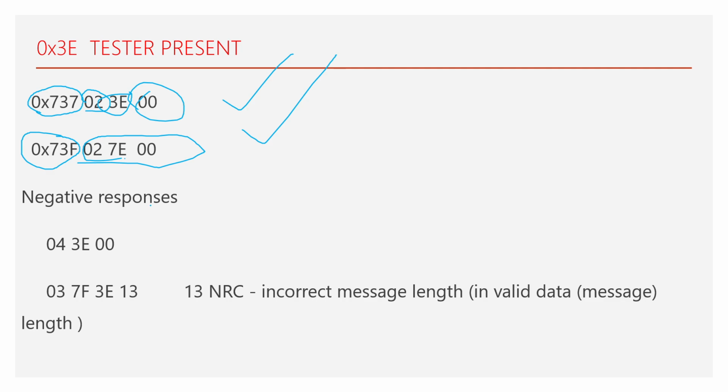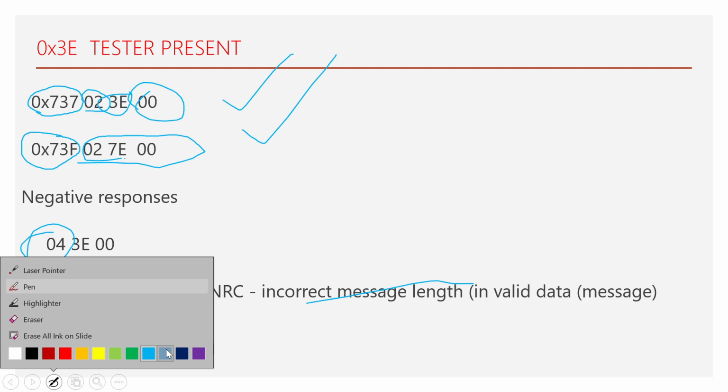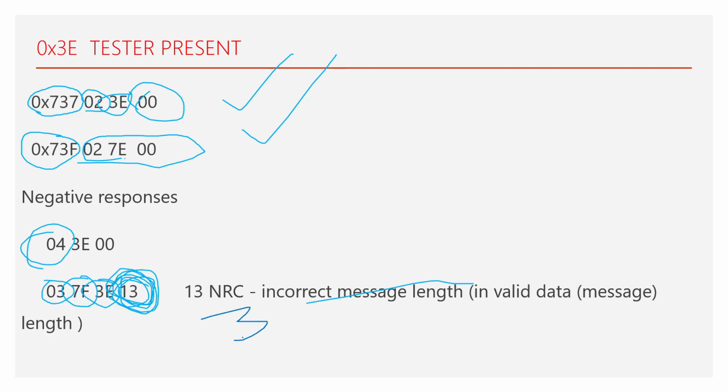How will we get the negative response in this service? If you give the DLC wrong, which NRC will we get? 13 NRC, right? So it follows 7F followed by the negative response, service ID and NRC. What is the NRC? It is incorrect message length or invalid format. This is the example for the 3E service, right?